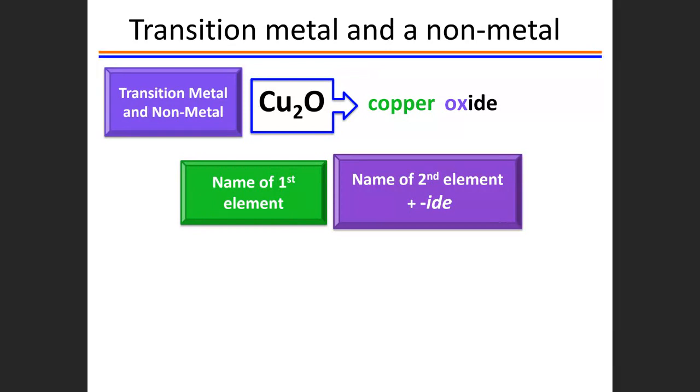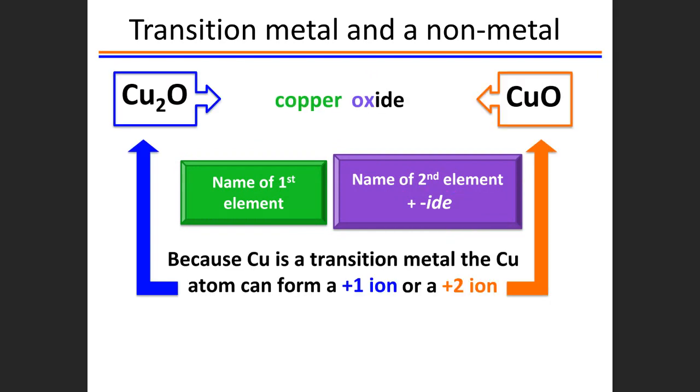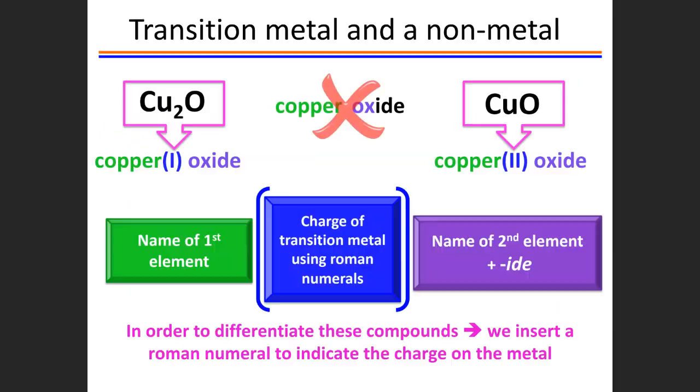So this is called the copper oxide. The name of the second element ends with -IDE. So this is the regular name, the -IDE. Same, copper oxide. But when we name it, because copper is a transition metal, the copper atom can form a +1 ion and a +2 ion. We know that. Now see here.